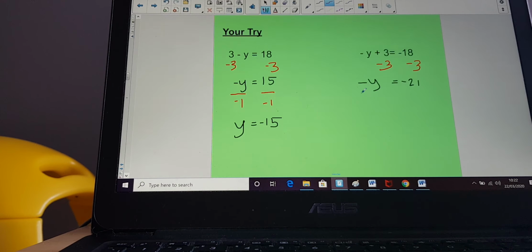Then my coefficient here is negative 1, so divide by negative 1 here, divide by negative 1 here. That's going to leave me with positive y equals negative 21 divided by negative 1 is positive 21, and we're done.